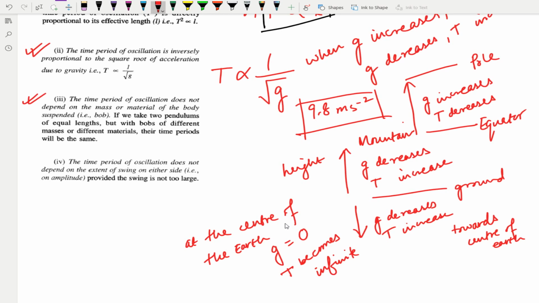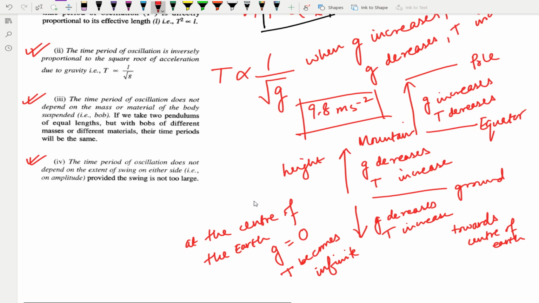The third point says the time period of oscillation does not depend on the mass or material of the body suspended. We used different materials for the bob and saw that the different materials of the bob did not have any effect on the time period. Also, if we took a 50-gram bob, we found that the time period of oscillation came out to be 2 seconds. Then if we added more weight and made it 200 gram, we still saw that the time period was 2 seconds. So from these experiments we were able to conclude that the time period is independent of the mass or material of the bob. So moving on to the fourth point.